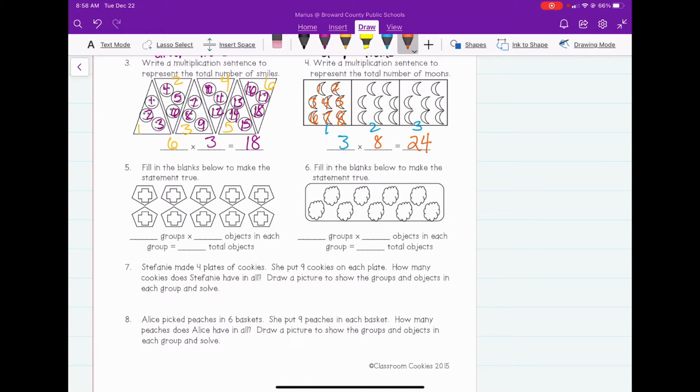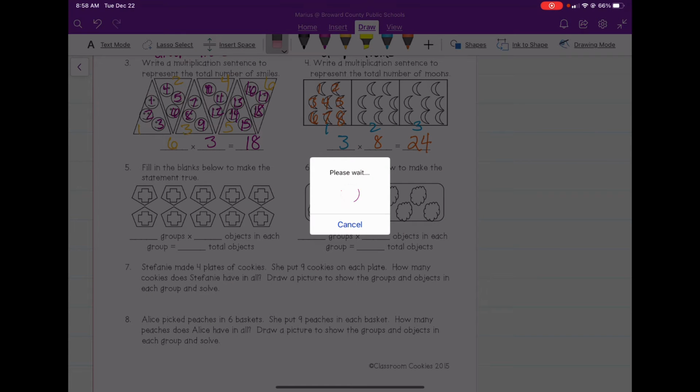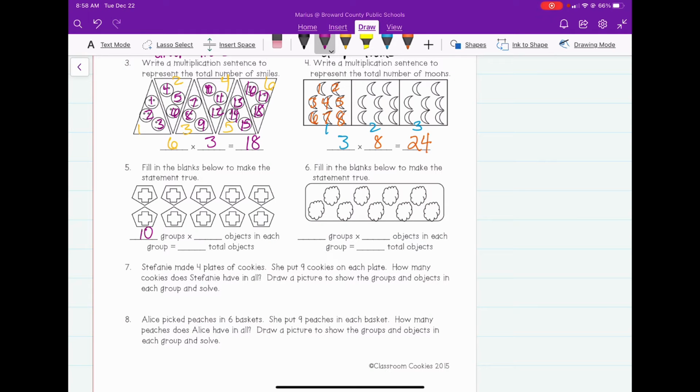There are how many groups? Let's count here. 1, 2, 3, 4, 5, 6, 7, 8, 9, 10. So there are 10 groups. Let me erase that real quick. There are 10 groups, and in each group there is just one object. So that means that there are a total of 10 objects.